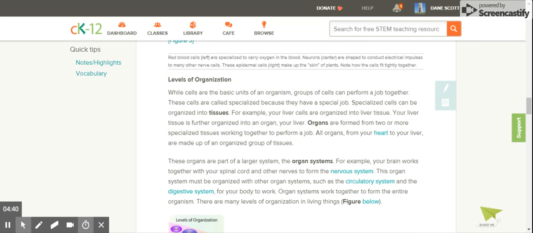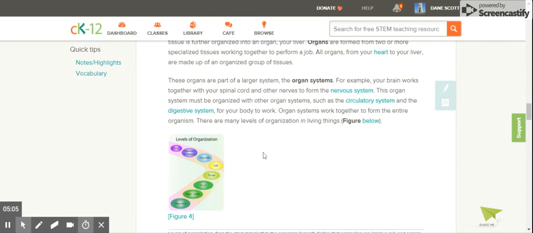These organs are part of a larger system, the organ systems. For example, your brain works together with your spinal cord and other nerves to form the nervous system. This organ system must be organized with other organ systems, such as the circulatory system and the digestive system, for your body to work. Organ systems work together to form the entire organism. There are many levels of organization in living things.